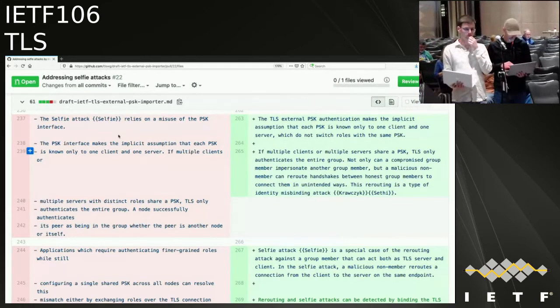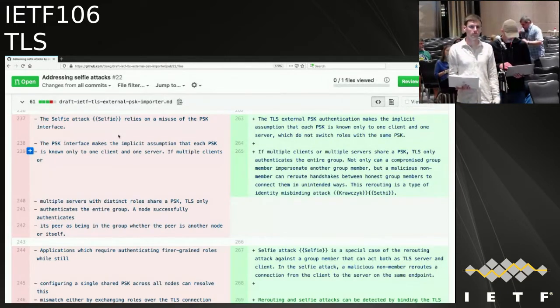So I don't think we should remove any mention of selfie, because we specifically added that slot to let this other draft that Ben just mentioned possibly exist, with the details about how it's used going there. I don't think we need an errata on 8446 to deal with this, and I'm not sure we can say much about PSKs not being shared. I mean, applications will do crazy things and deployments will do crazy things.